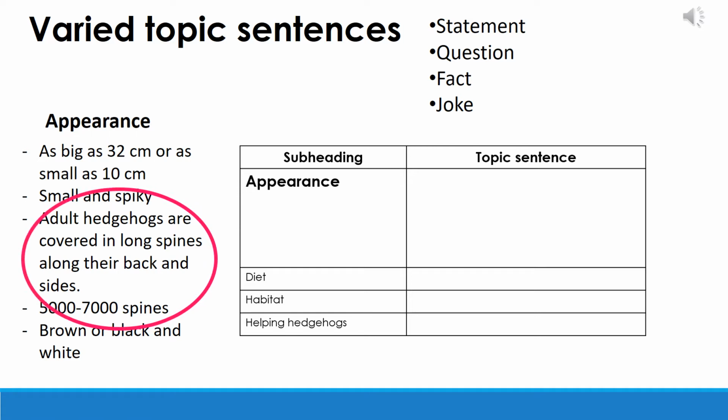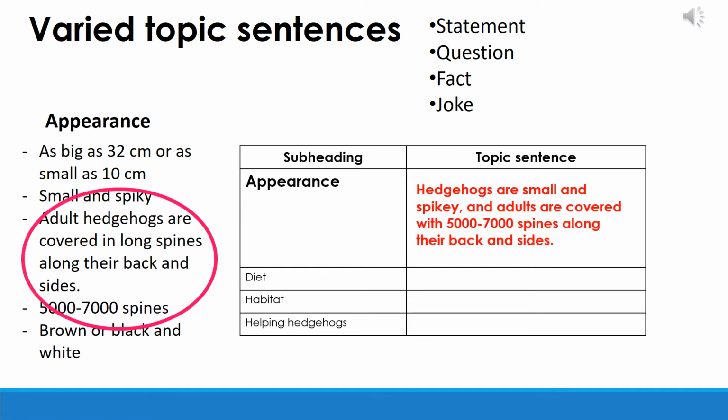So for my topic sentence, I can write, hedgehogs are small and spiky, and adults are covered with 5,000 to 7,000 spines along their back and sides. So what I've done for my topic sentences, I've used a statement and some facts. The statement saying hedgehogs are small and spiky, and the fact is 5,000 to 7,000 spines. Now I found this one really interesting, so I thought this would be a good topic sentence because it'll make the reader think, wow, that's so many spines on such a little hedgehog.